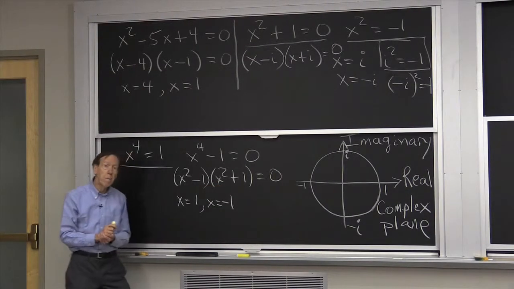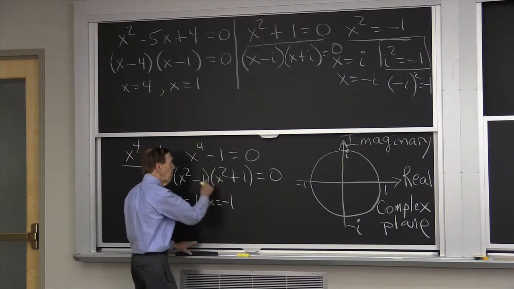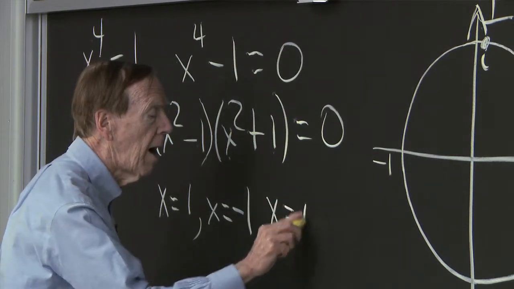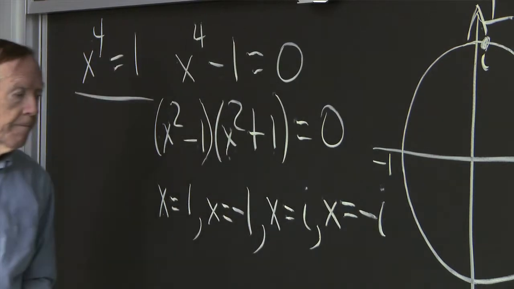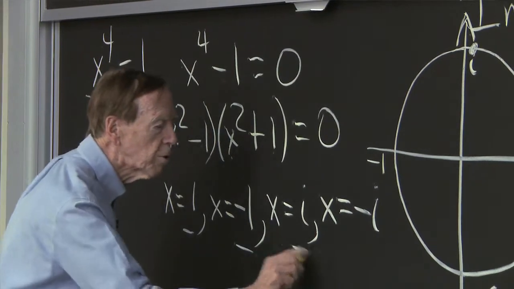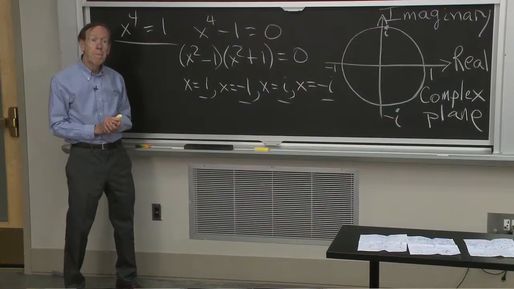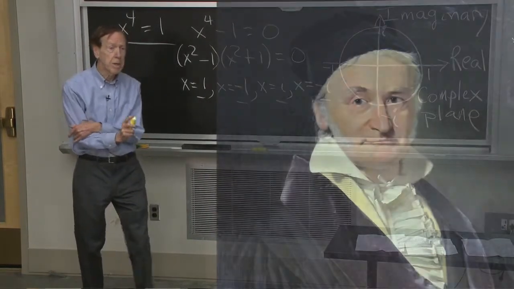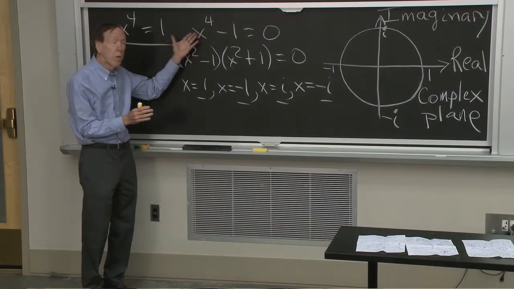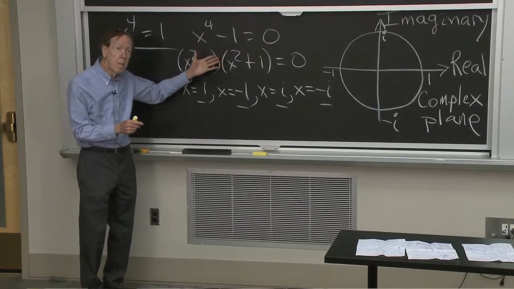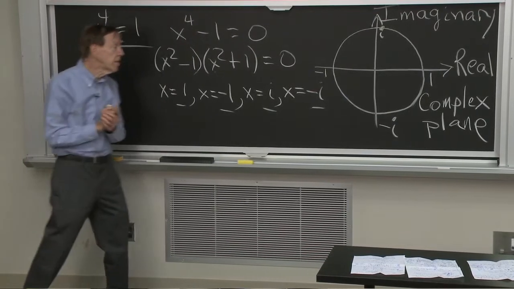And what about this one? When can that factor be 0? Well, that's the one we did. That's the one that gave us x equals i and x equals minus i. Those are the 4. 1, 2, 3, 4 solutions to this fourth degree equation. That's what we expect. That's what Gauss, the greatest mathematician of all time, proved, that every fourth degree equation has 4 solutions. Every nth degree equation has n solutions.